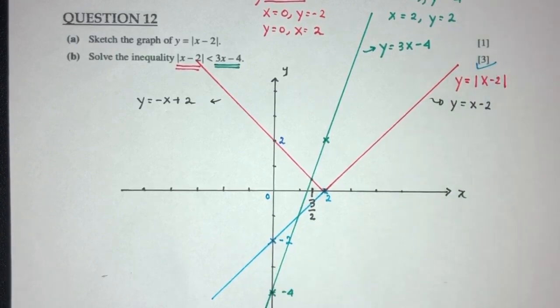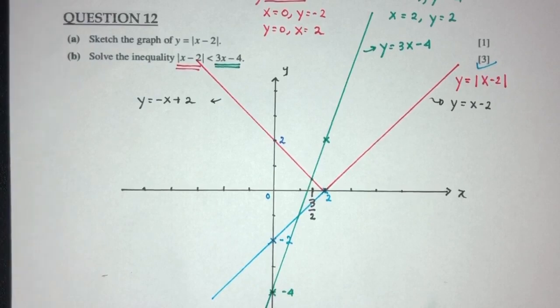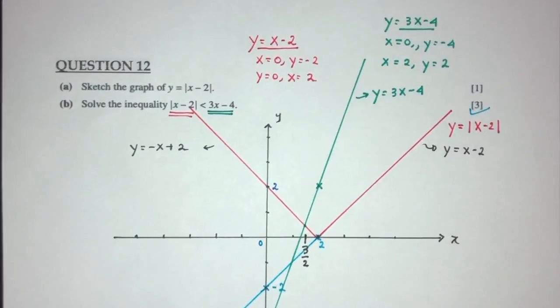Otherwise, you guys know what to do. Square both sides, solve for the values of x, and then check your answers and choose this one as your answer in the end. This is your question number 12.